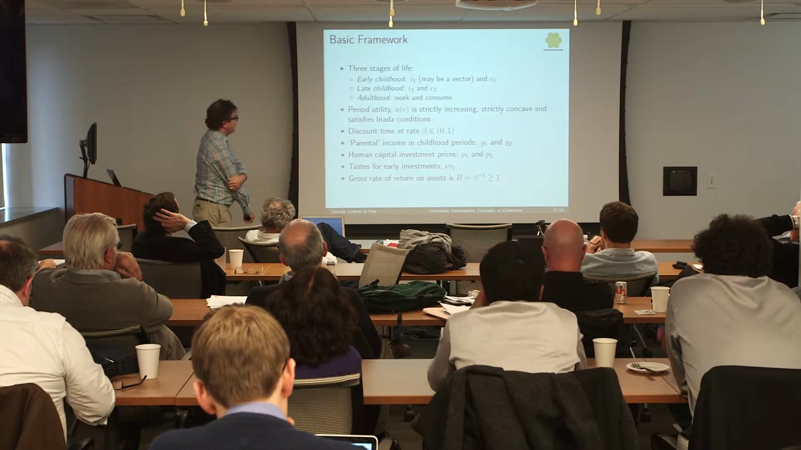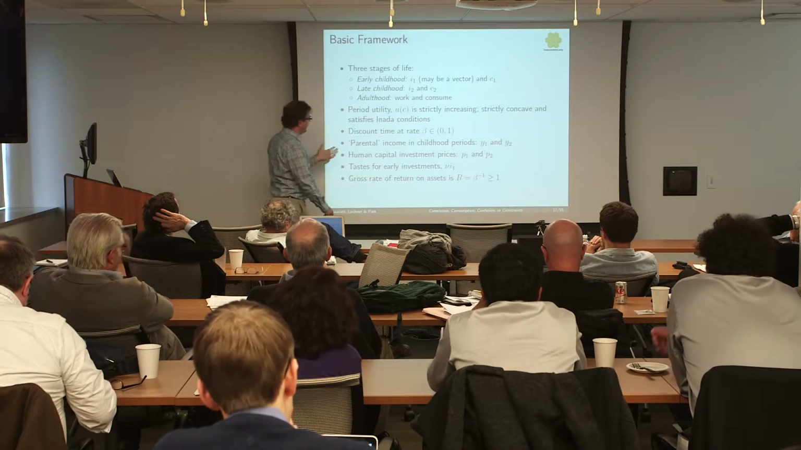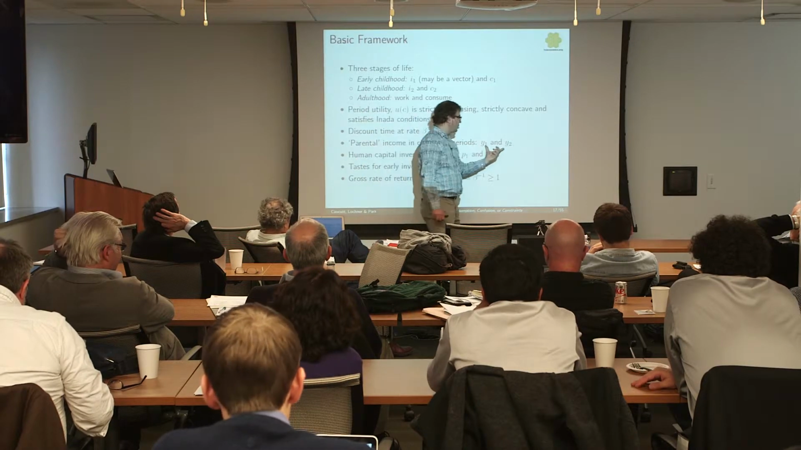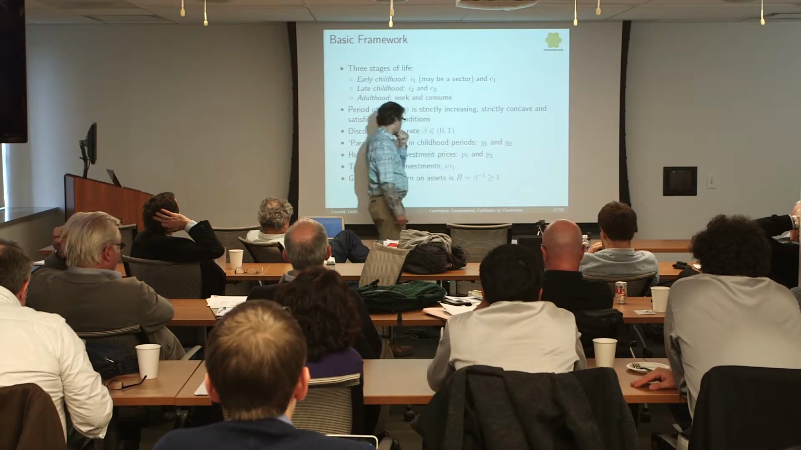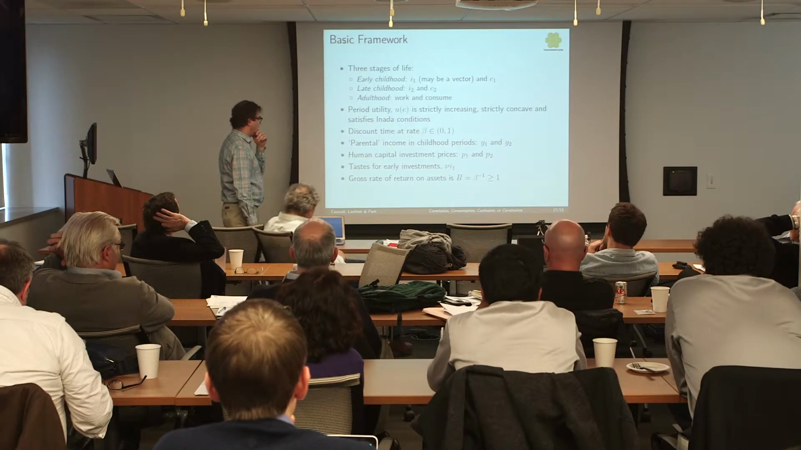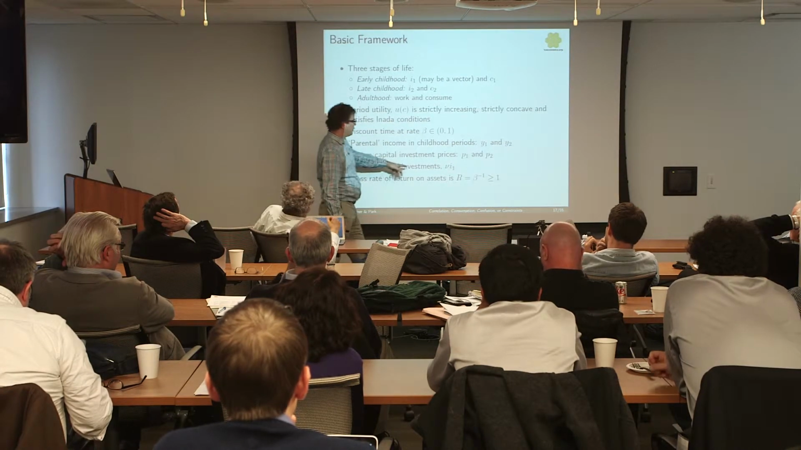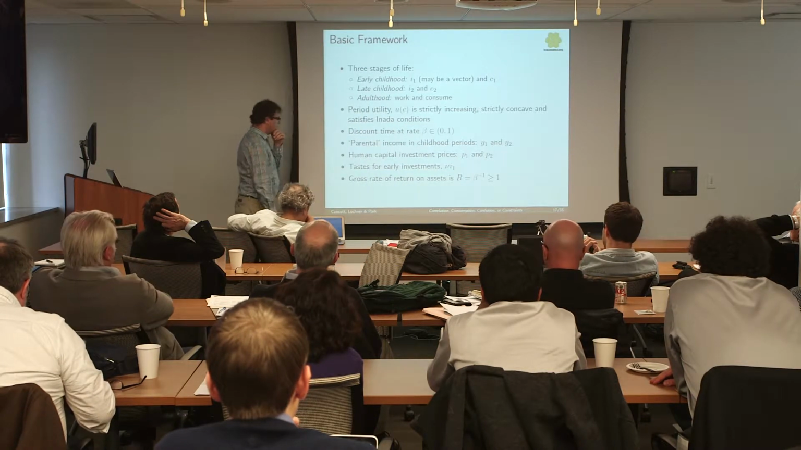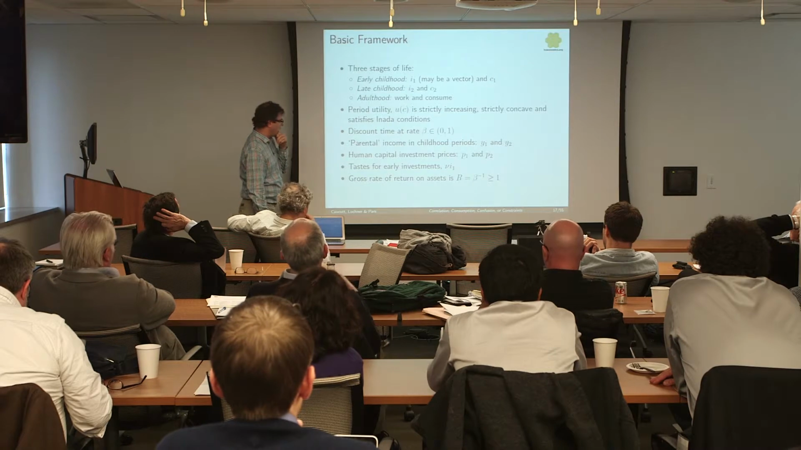Standard utility function, discount rate beta. I'm going to call parental income Y1 and Y2. I'll come back to that in a second. That's parental income in the first period of the child's life and the second period of the child's life. Prices on human capital investments are going to be P1 and P2, although they're not going to play an important role in what I talk about.